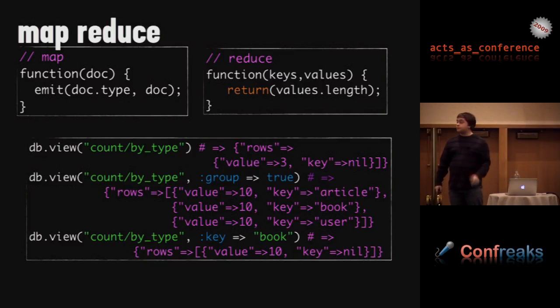So once you do that, we have the article, book, and user, and each one is 10. And if you only want part of that data, it's the same thing as before. We can pass in the book, and then we get the 10.